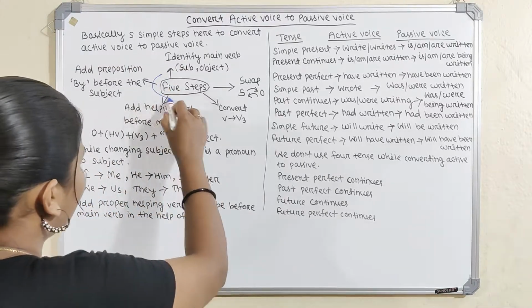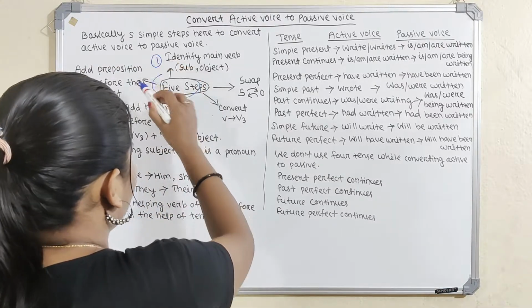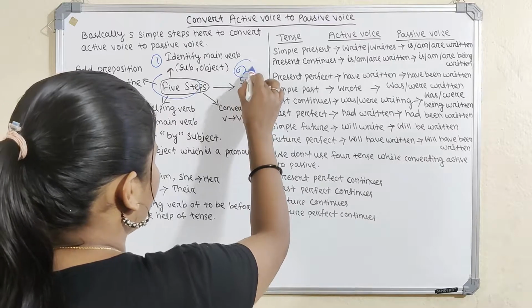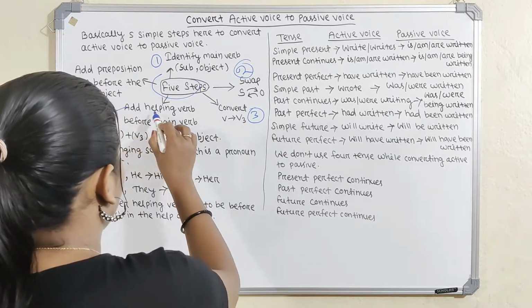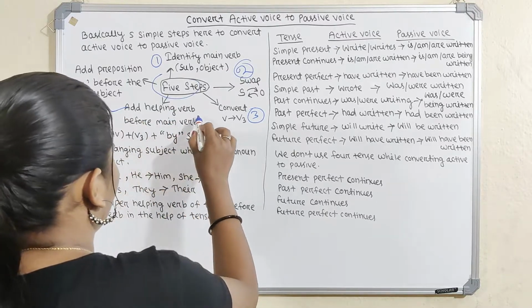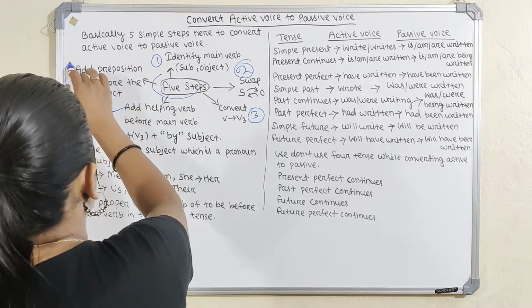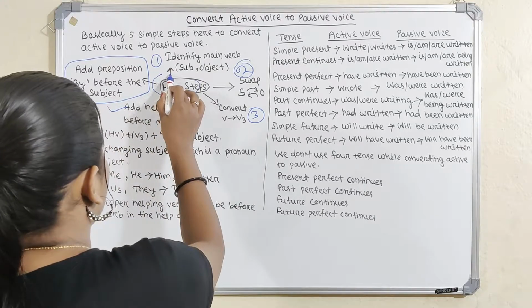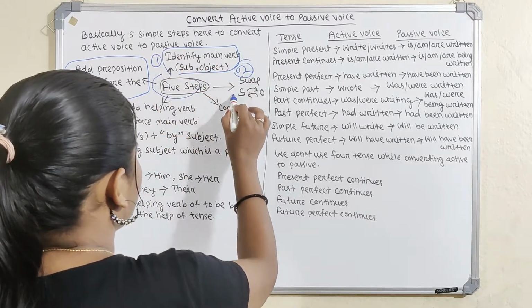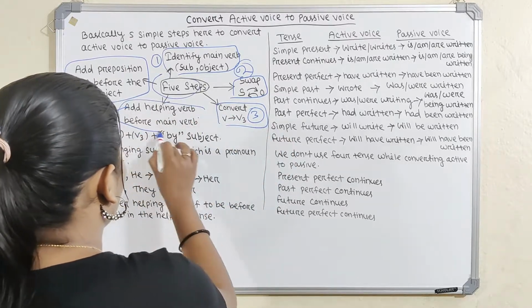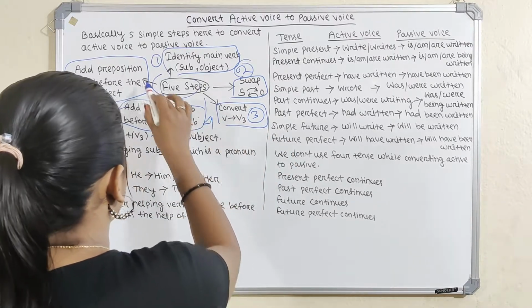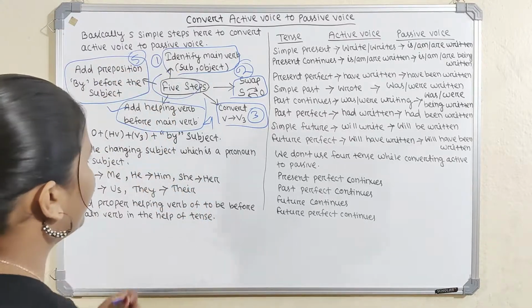5 steps, what are they? First is identify, second is swap, third is convert, fourth is add a helping verb before the main verb, and fifth is adding the preposition by before the subject. These are the 5 steps by which we can convert active voice to passive voice easily.